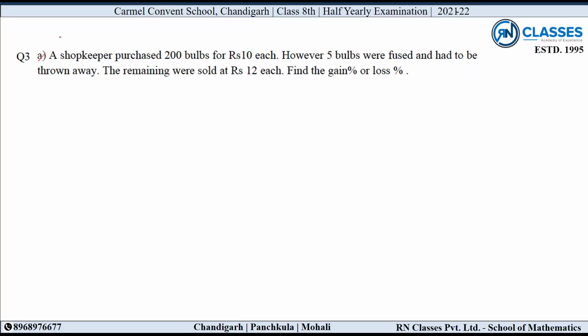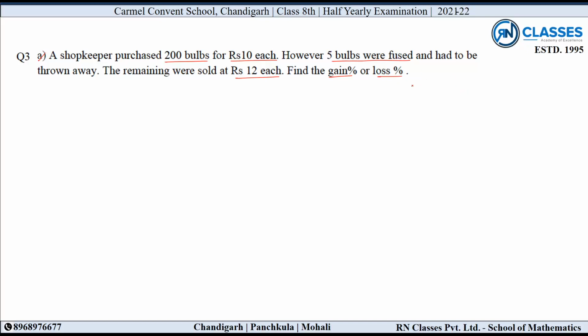A shopkeeper purchased 200 bulbs for 10 rupees each. However, 5 were fused. He had to throw it away. Okay, fuse तो फेंकेगा ही ना, of course. The remaining were sold at 12 rupees each. Find the gain or loss percent.